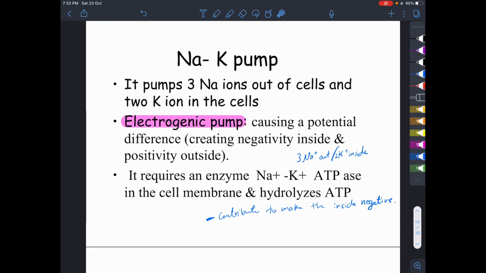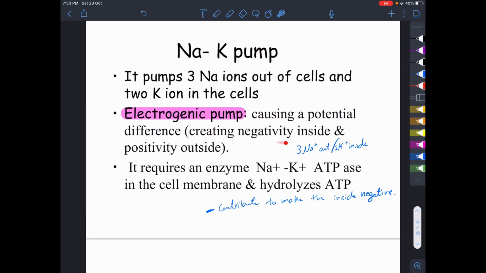When the sodium potassium pump works, 3 sodium go out and 2 potassium enter. Why 3 and 2? So that there is a difference. If 3 sodium went out and 3 came in, there would be no difference. So when this happens, it contributes to making the resting membrane potential back to normal. It's creating the negativity inside.